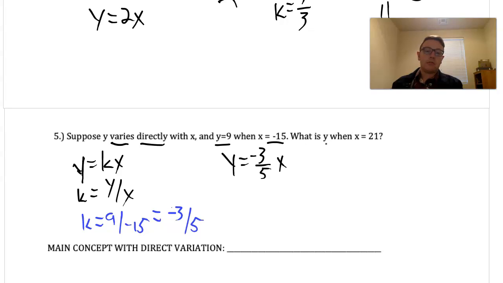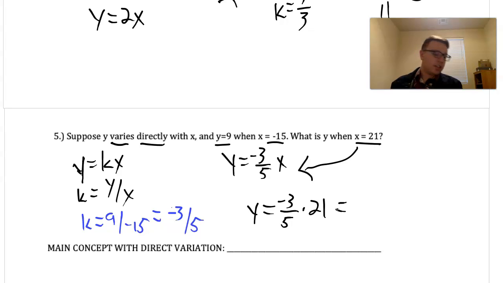So now it's asking us, what is y when x is 21? So what are we going to do? All we're going to do is substitute 21 in for x. That gives us y is equal to negative 3 over 5 times 21, which does not look like it's going to be a pleasant fraction. Let's just throw this into a calculator. Negative 21 times 3 gives us negative 63 over 5.